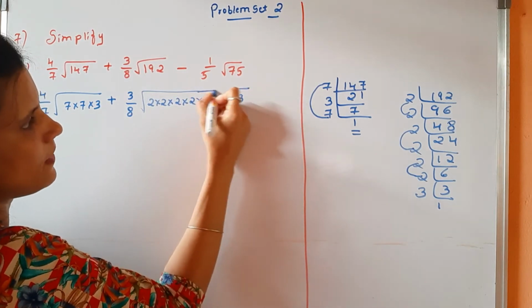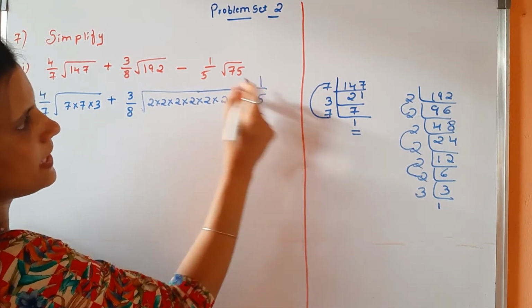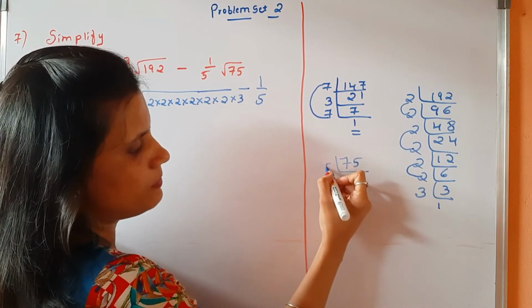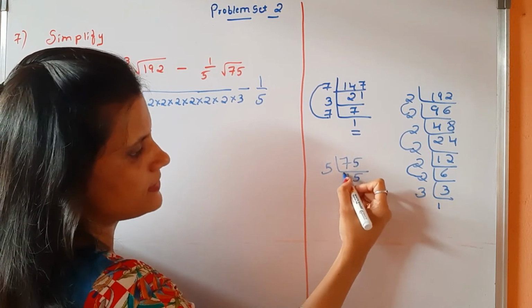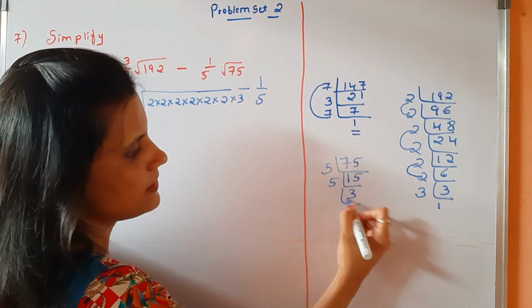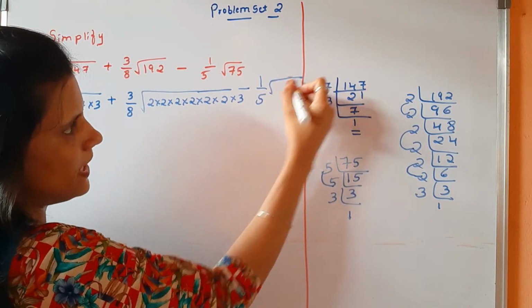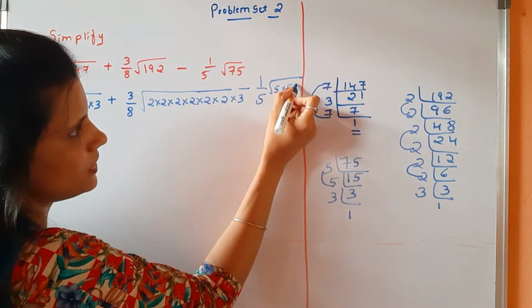After that we have 1 upon 5, we have square root of 75. Okay, 75, 5 के टेबल में जाएगा. 5 1s are 5, 5 5s are 25, 5 3s are 15, 3 1s are 3. So 5, 2 times. Okay, and we are getting 3, 1 time.